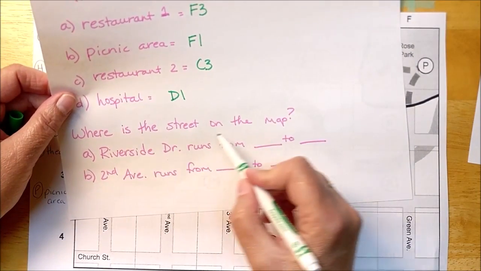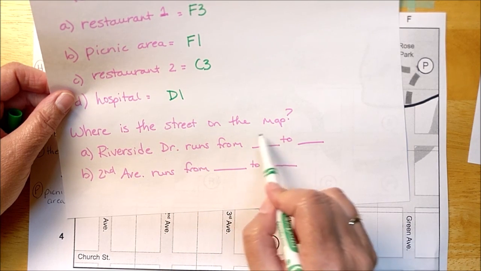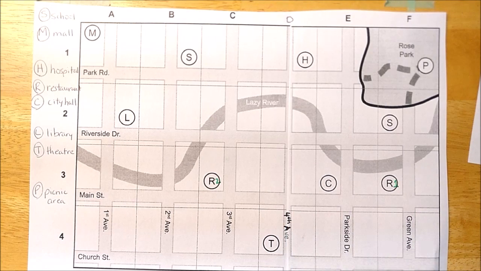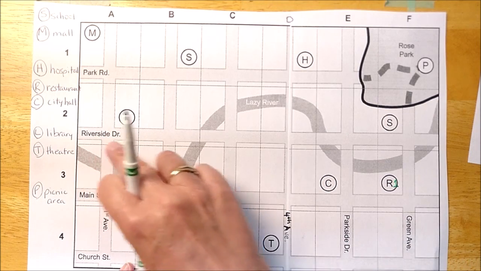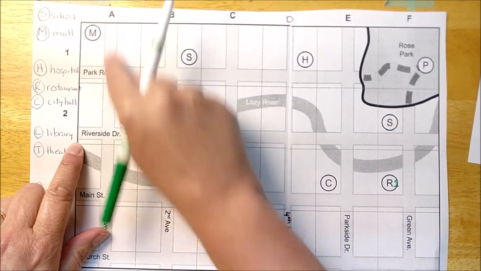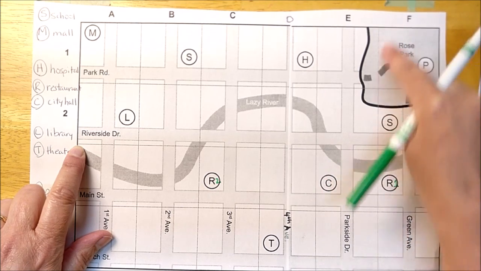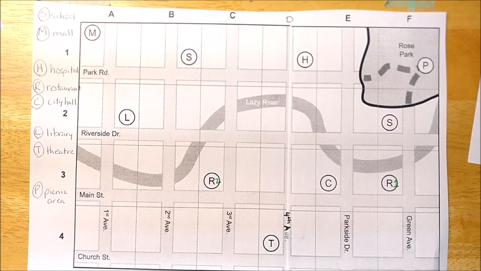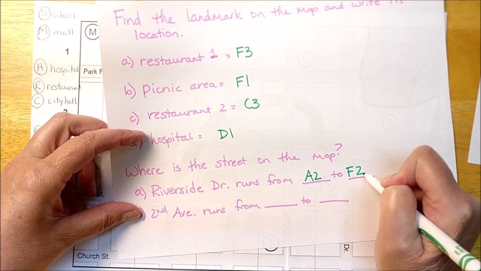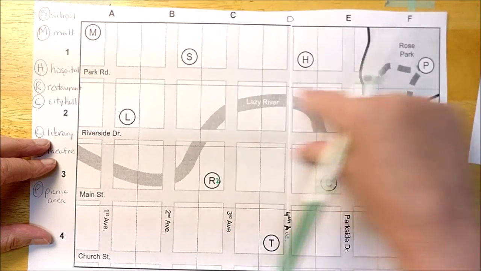So now it says, where is the street on the map? They want to know Riverside Drive runs from what letter and number to what letter and number. So we need to find Riverside Drive on our map. There's Parkside. Here's Riverside. So it starts in the A box, 2, and it runs all the way across to the F box, 2. So we can say that it runs from A2 to F2. If you were looking at that, you'd say it runs this whole length from A2 to F2.